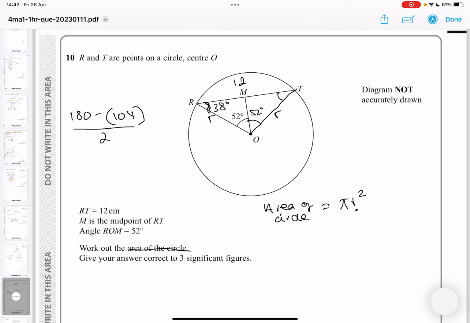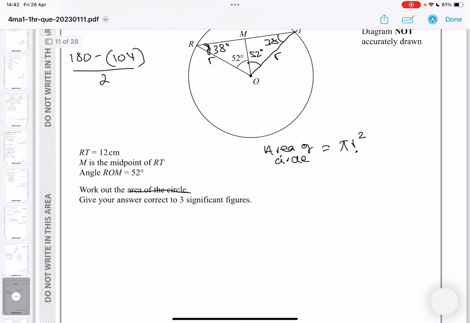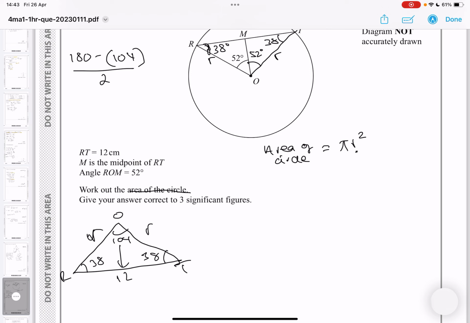So now that we know these angles, we can now work out the radius using cosine rule. They give the formula to you at the front of the test. So let me redraw this triangle and we can work out the radius. So that's radius, that's also radius, that's 104 degrees, that's 12, that's 38, and also that's 38. Sorry, I'm not going to use cosine rule, I'm going to use sine rule, because we already know a length and 2 angles, so it'll be easier to just use sine rule.